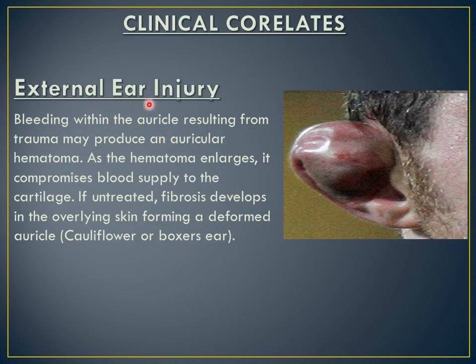External ear injury. Bleeding within the auricle resulting from trauma may produce an auricular hematoma, which is a localized collection of blood between the perichondrium and the cartilage of the auricle, resulting in distortion of the contour of the auricle. As the hematoma enlarges, it compromises blood supply to the cartilage, and if left untreated, fibrosis develops in the overlying skin, forming a deformed auricle, which is called cauliflower ear or boxer's ear.